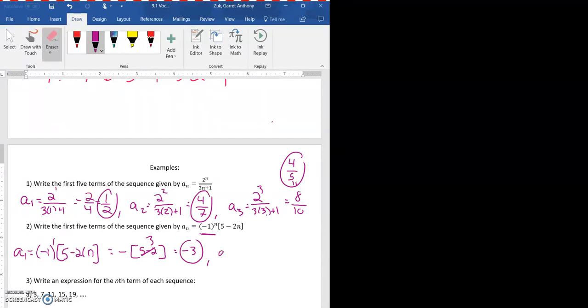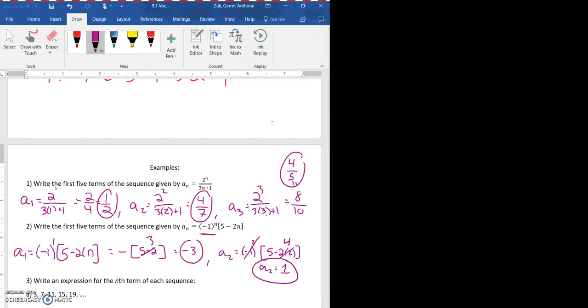Let's do one more. The second term in my sequence would be -1 squared, and that's going to be 1, so that cancels out here. And that's 5 minus 2 times 2. Well, 2 times 2 is 4, so a sub 2 is 5 minus 4, which is 1. Hopefully you didn't take up as much space as me. Go ahead and find a couple more terms in the sequence. What you should notice is that it goes from negative to positive, negative, positive, and so on and so forth.